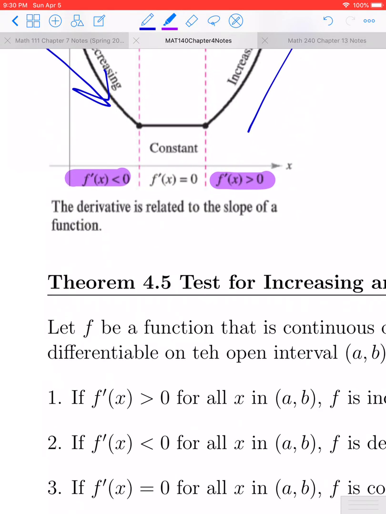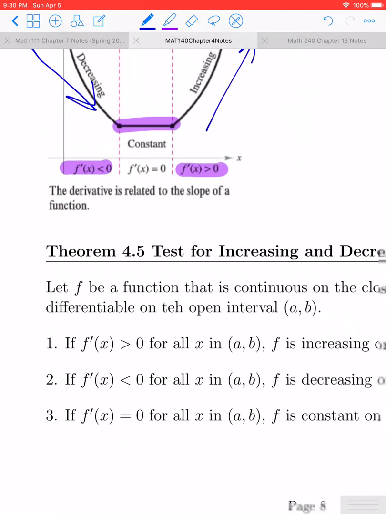And we didn't write the constant case down here, but if f of x1 is equal to f of x2 for all x1 less than x2 in the interval, then the function is constant. Graphically, that would be a part of the function that's horizontal. The function values aren't changing, which means its derivative would be equal to 0.